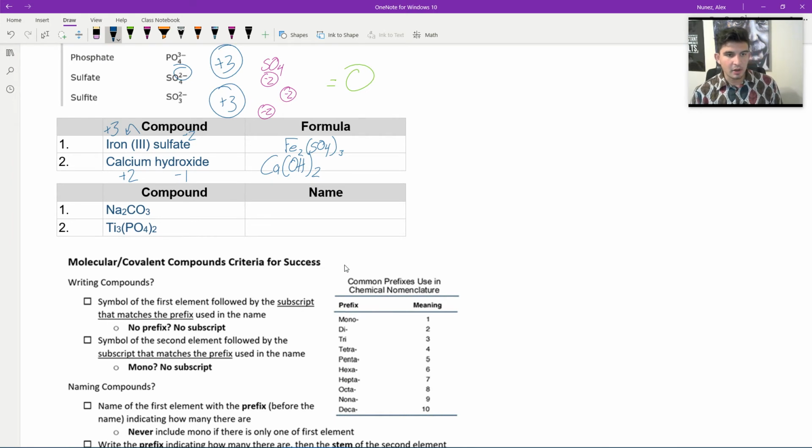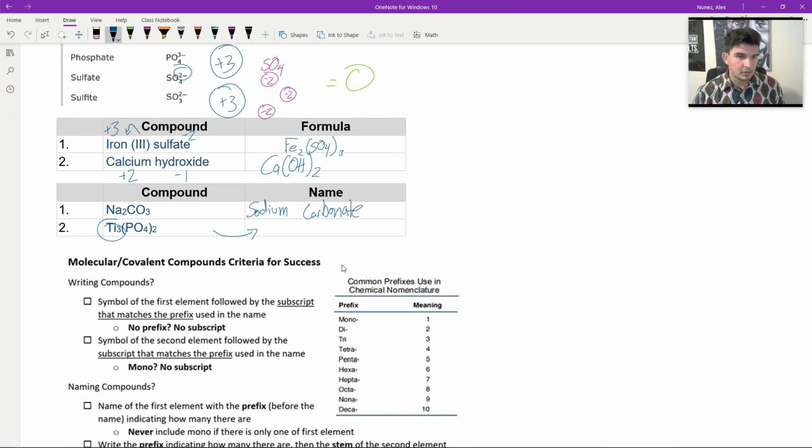Lastly, going from the formula to the name is relatively simple. If it is a type 1 compound, you're just going to write the name sodium, and then the name of the polyatomic ion, which in this case is carbonate. You can look that up to confirm it. However, if it is a type 2 metal, like titanium, you're going to need to figure out what its charge is before you turn it into the name.